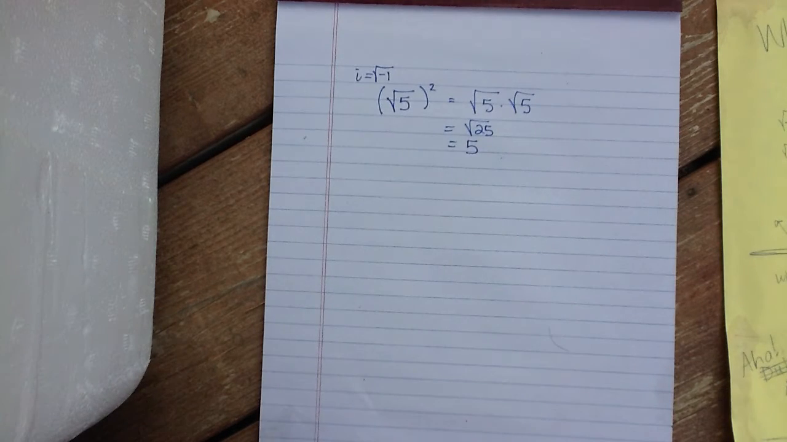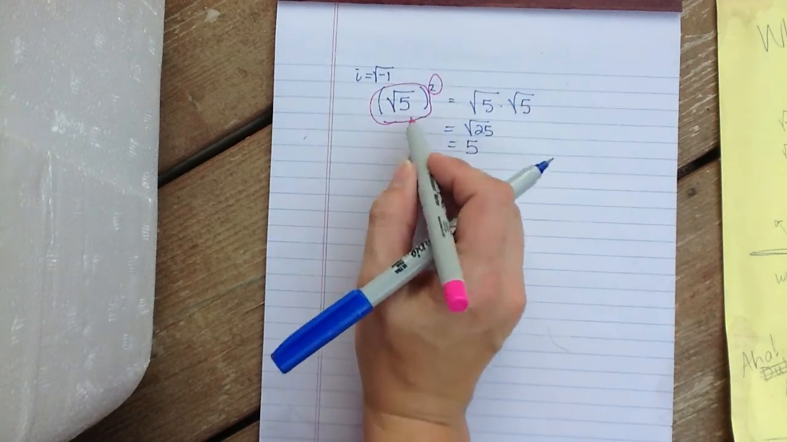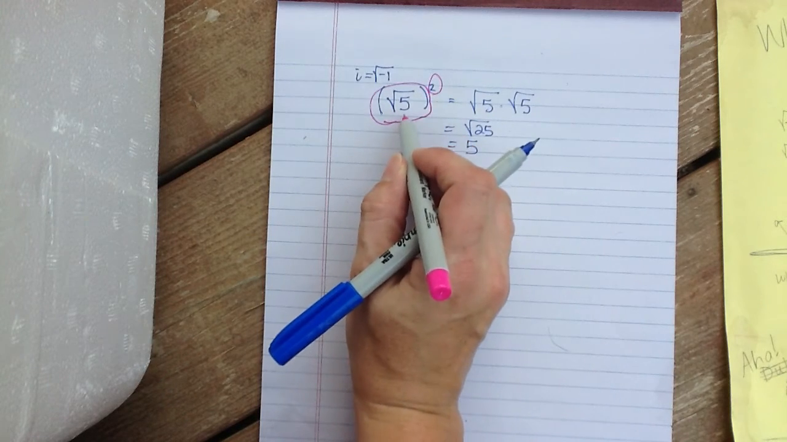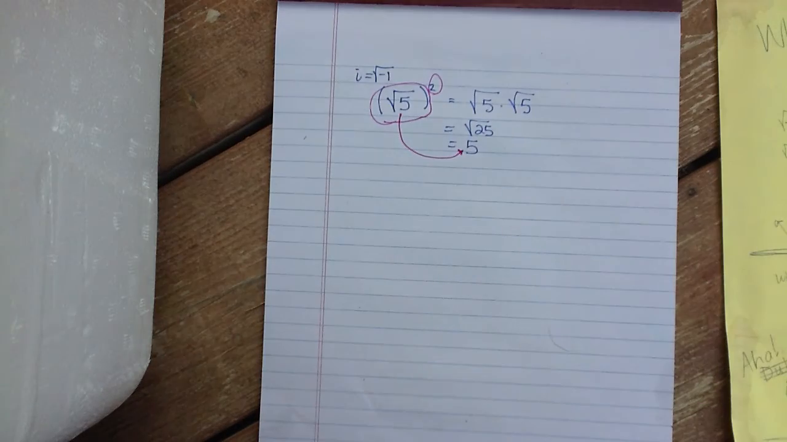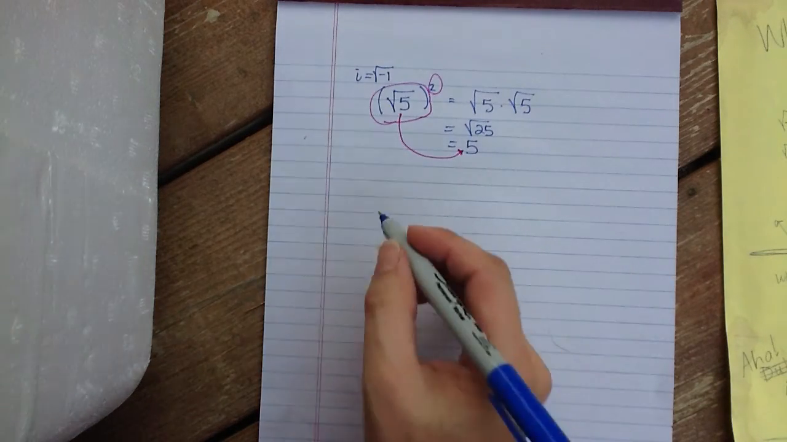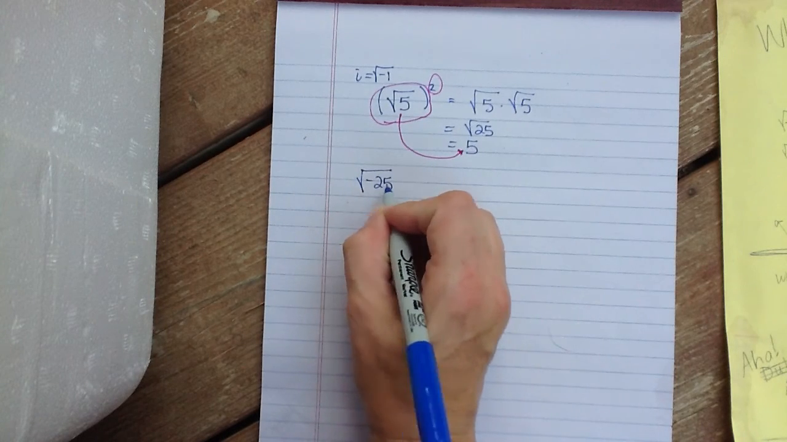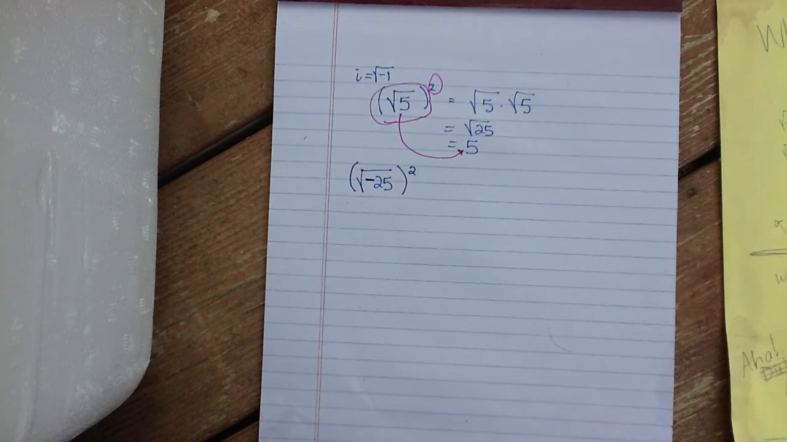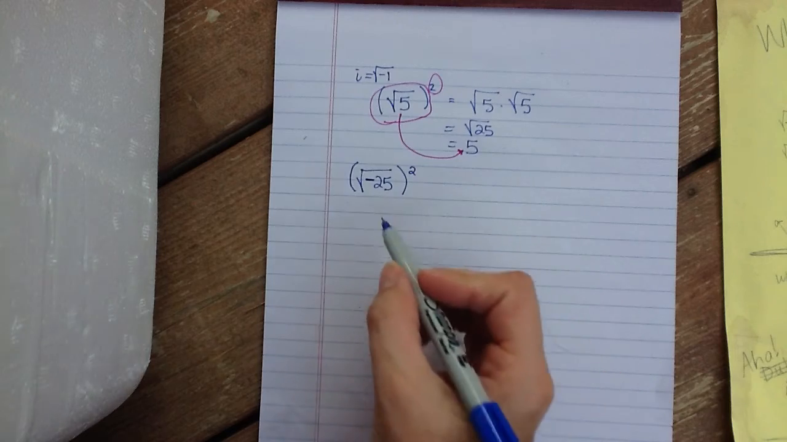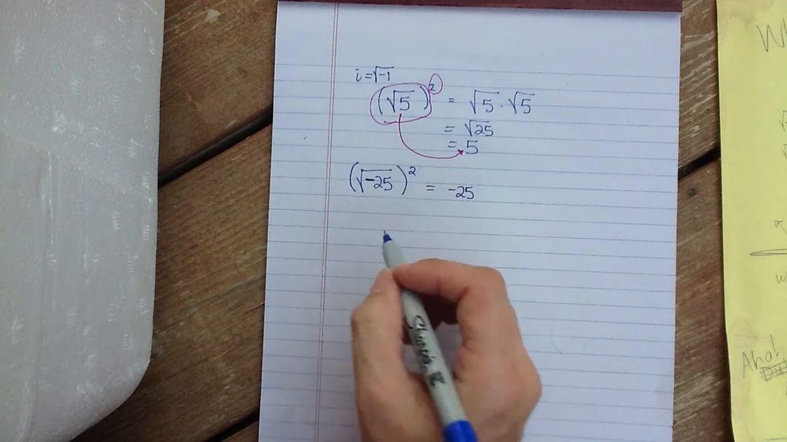So if you can keep that shortcut in mind, anytime you have a square root that is squared, the square root and the squaring are inverse operations, so they undo each other, and we're just left with the radicand, which is a regular 5. So what if I took the square root of -25 and I squared that? Well, of course, following that shortcut, the square root of -25 squared would give us -25.